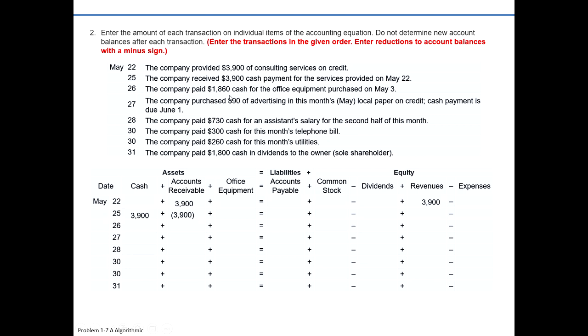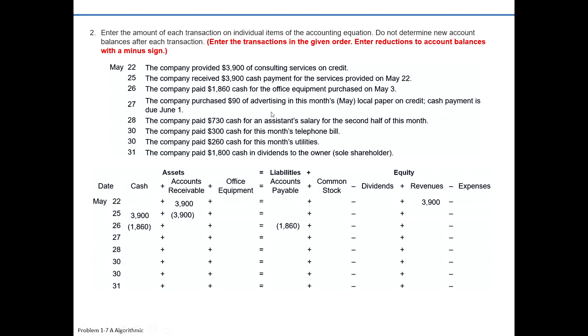On the 26th, the company is going to pay the $1,860 cash for the office equipment it previously purchased on the 3rd. If you go back to your earlier transactions on the 3rd, we had increased office equipment by $1,860 and we had increased accounts payable. Now the company is paying cash, so they're going to subtract cash of $1,860, not impacting office equipment because that was already done on May the 3rd, but they're going to decrease their outstanding IOU to that vendor or supplier by showing a subtraction to accounts payable because they're decreasing their debt by paying it off.